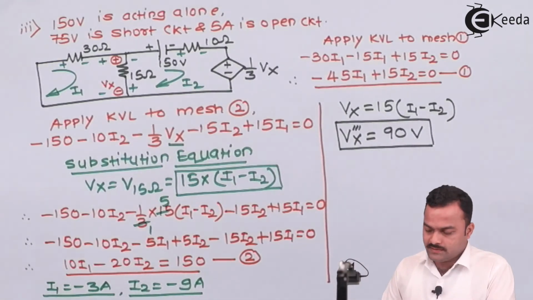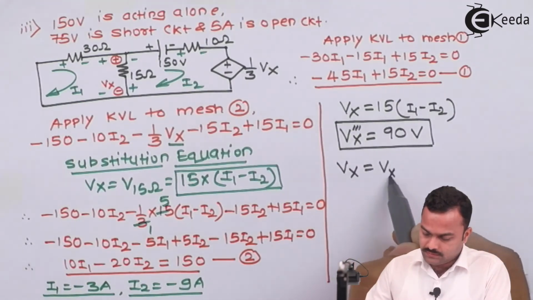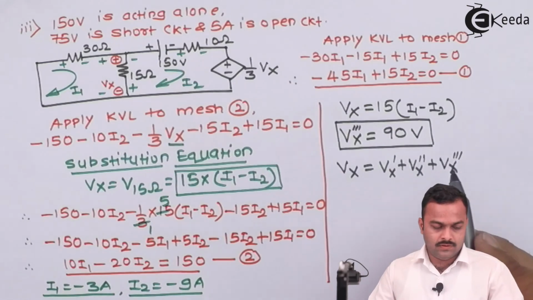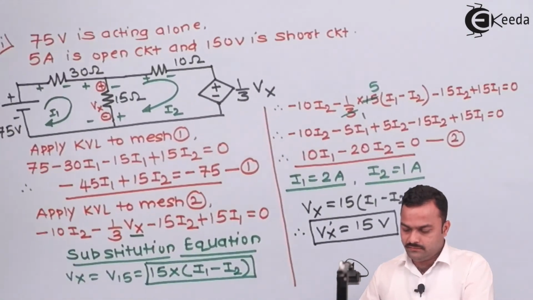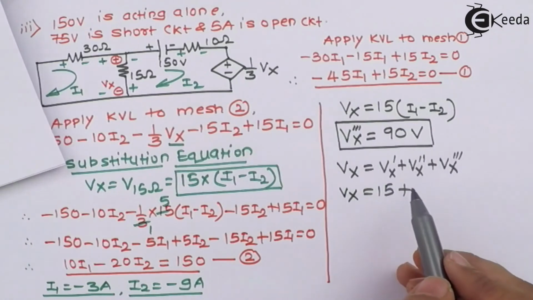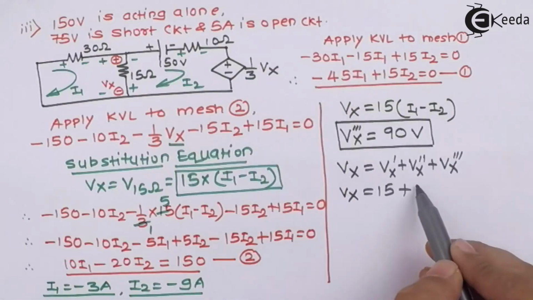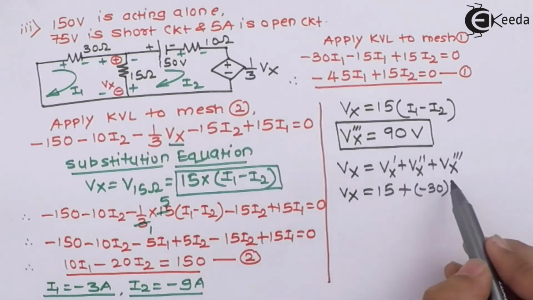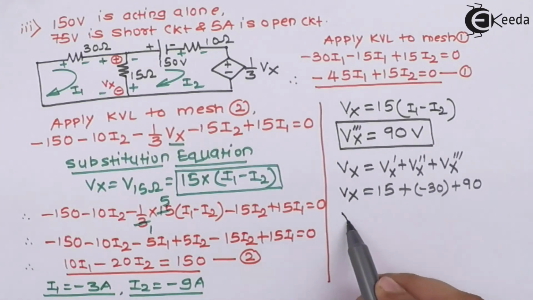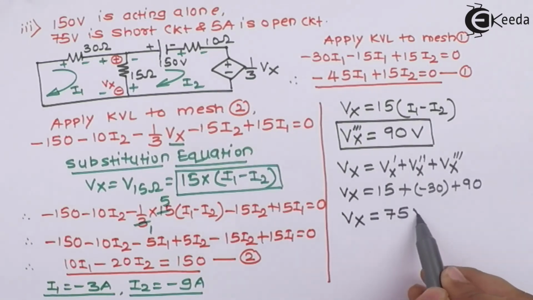Now we got three values of Vx depending upon which source is acting. Now the total effect of the three sources is nothing but an algebraic sum of all the three voltages that we obtain. So we got Vx dash as 15, Vx double dash we obtained as minus 30, and Vx triple dash we obtained as 90. So if I solve this, I will get the answer as 75 volt.